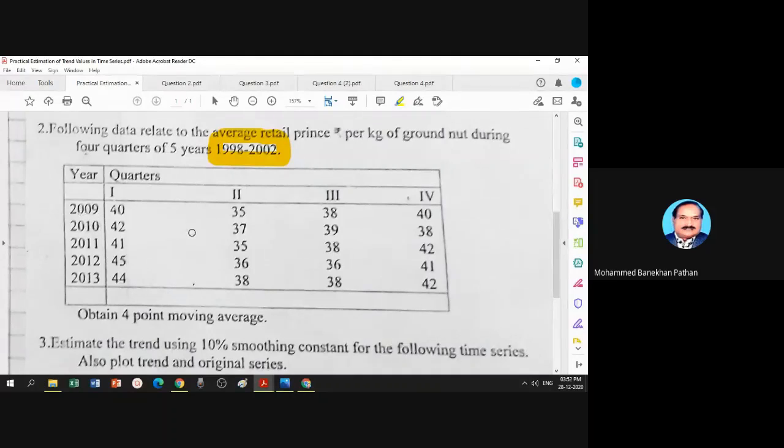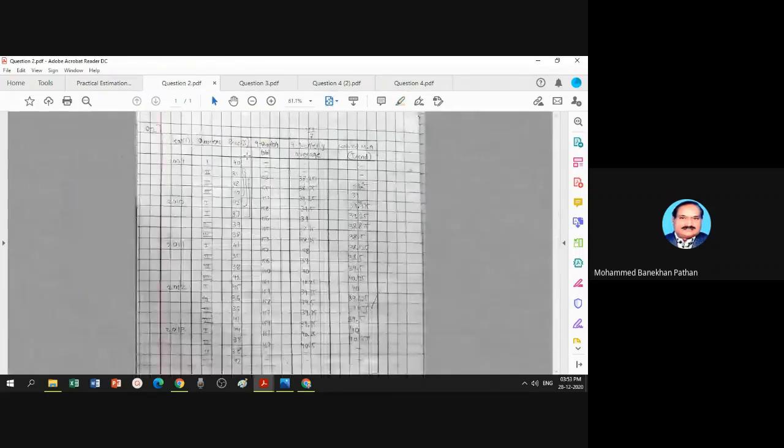For this data, we want to estimate the effect of trend, that is the secular trend, which is commonly known as the long-term effect, by using a 4-point moving average. That means here the period is given to be even. Let us see how to solve such a question by taking a moving average.